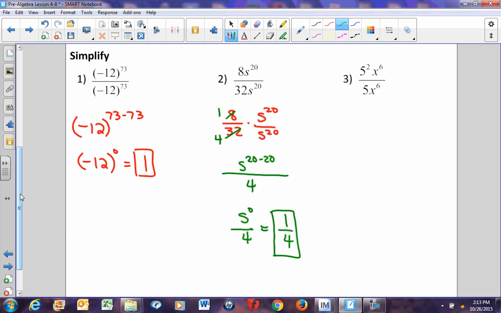Number 3 here, 5 squared x to the 6 divided by 5x to the 6. That becomes 5 to the 2 minus 1, x to the 6 minus 6. That becomes 5 to the first, x to the 0 power. Anything to the 0 power is 1. 5 to the first is 5. 5 times 1 equals 5.